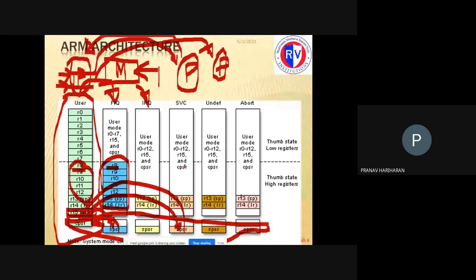So totally 37 registers are there. This is a general question, generally asked in the exam: explain the register architecture of ARM7 architecture or ARM architecture. And what do you have to say?